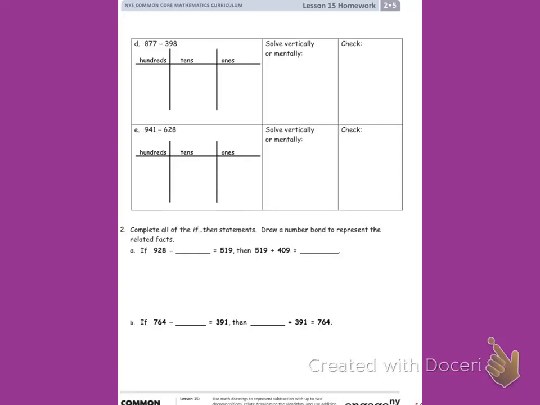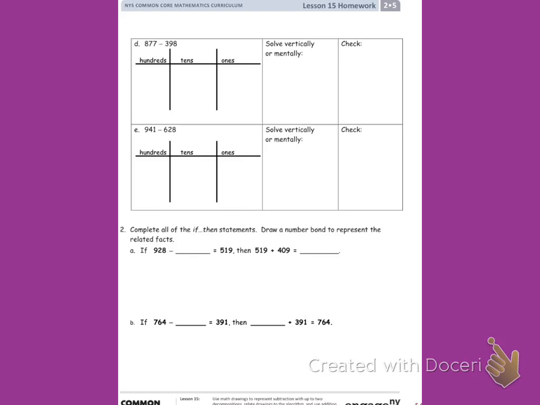Module 5, Lesson 15's objective is to use math drawings to represent subtraction with up to 2 decompositions, relate drawings to the algorithm, and use addition to explain why the subtraction method works. The directions for items D and E are the same as for A, B, and C on the front of this page. They are: solve by drawing chips on the place value chart, then use addition to check your work.